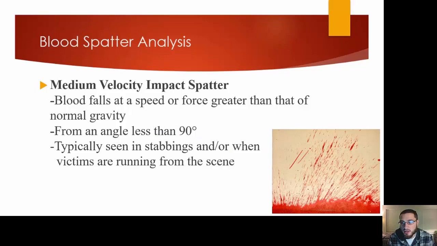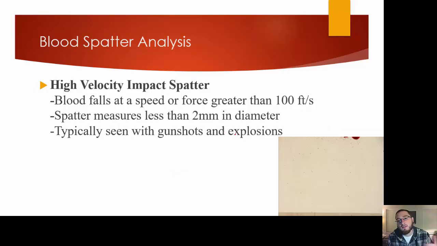So we see that it's kind of making these elongated marks, all right, typically seen in stabbings or when victims are running from the scene. Okay, so if you're just standing there, you're going to have a low velocity impact spatter. If you're running or you get stabbed, you're going to see these medium velocity impact spatter. And then finally, you're going to have high velocity impact spatter. Usually we're going to see this with gunshots and explosions, and it's just little tiny dots all over the place. So those are some things to look at or think about when we talk about blood spatter evidence.